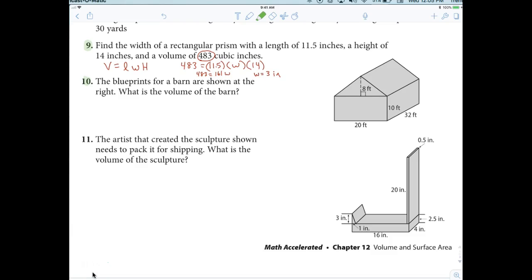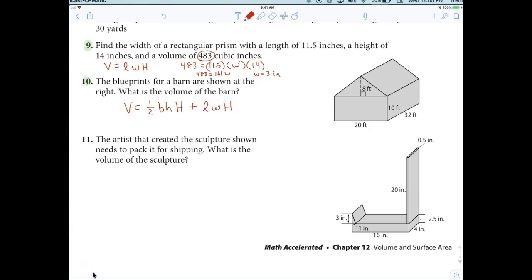The one on the top is called a what? Triangular prism. All right? So we're going to put down V equals 1/2 little b, little h, capital H, plus the one on the bottom is called a what? Rectangular prism. What's the formula for that? Length times width times height. That's what I want you to write down. Now, once you have that written down, we're going to plug the numbers in.